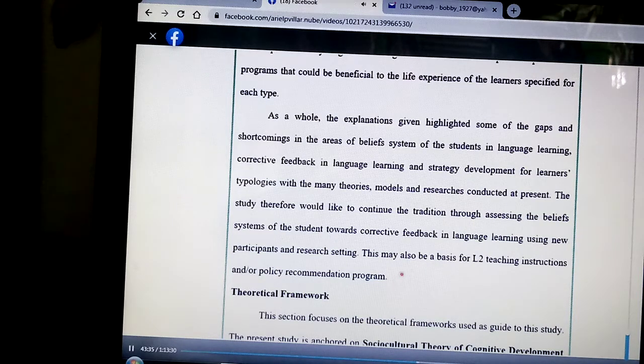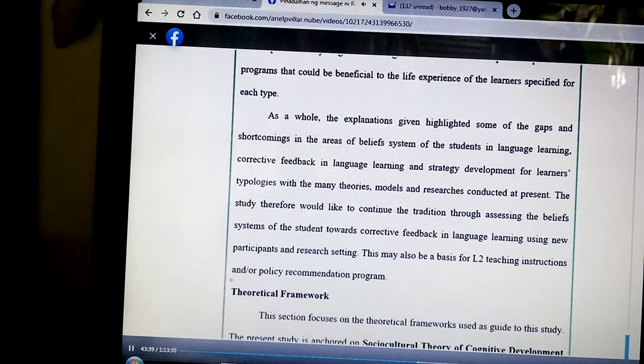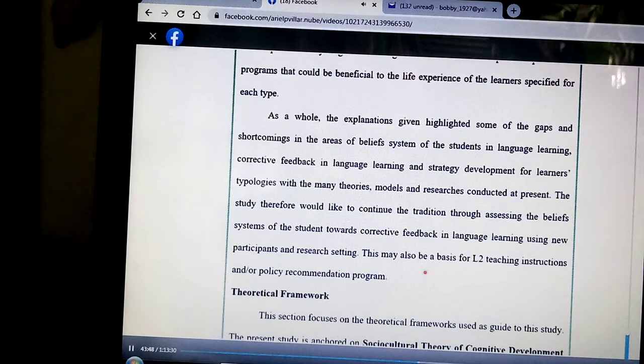May grade po kayo dito on how to write the introductory and the concluding paragraph of your review of related literature and studies. Magbibigay po ako ng sample talaga ng chapters 1 and 2 proposal para makita nyo po yung pagkasunod-sunod. No? You have a good example. You have a good model.